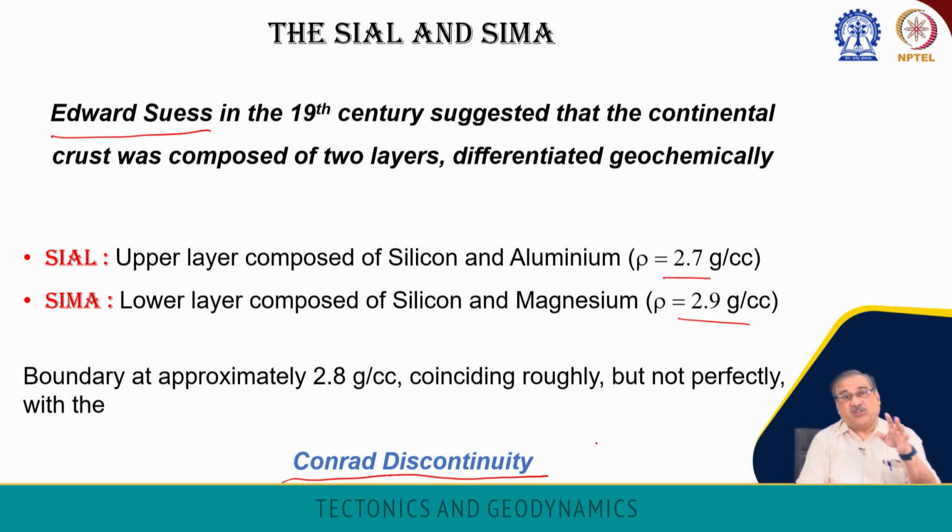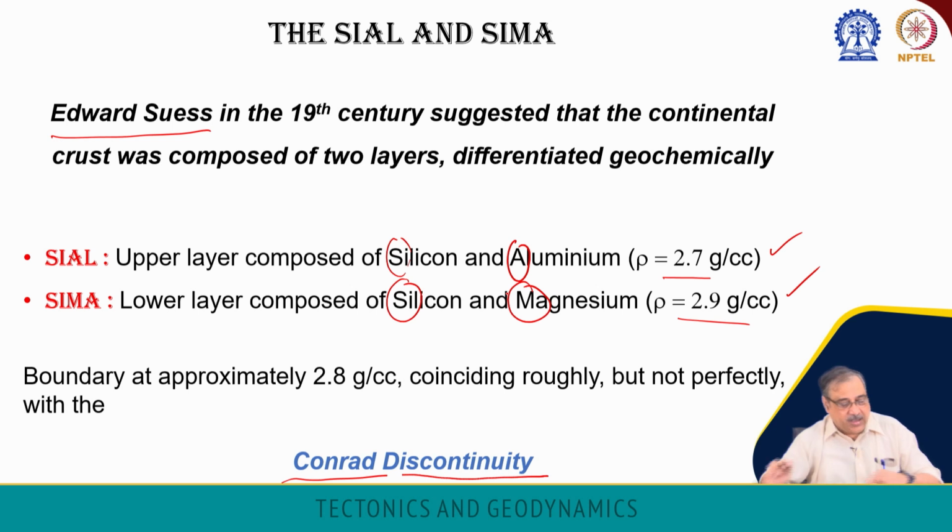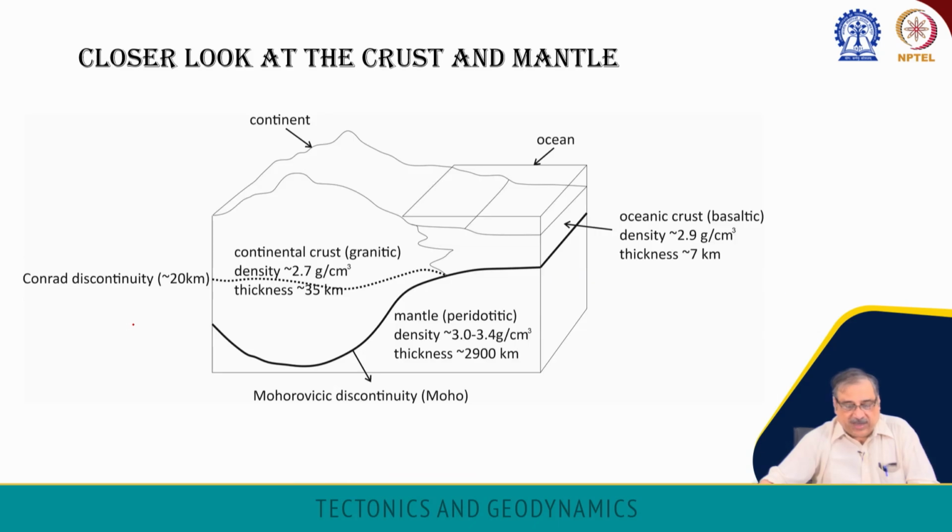The Conrad discontinuity, as it's called, is not detected everywhere in the continents, but it's there in many places, and we believe there is a difference in the velocities which is consistent with a density change across this between the upper and the lower parts. Now, we call the upper part the Cl, taking silicon and aluminium together, and the lower part the Cma, taking silicon and magnesium together, right? So these are the two parts which form an important component of what we're going to discuss in the context of continental drift.